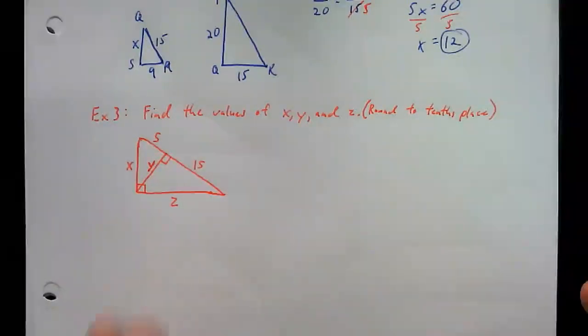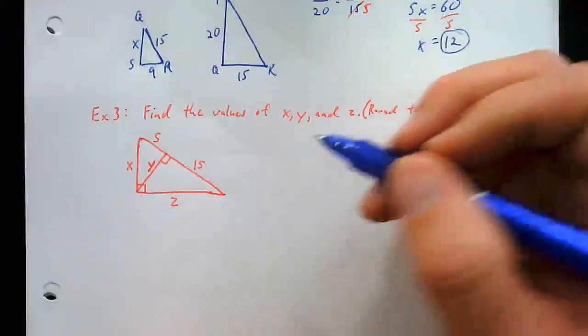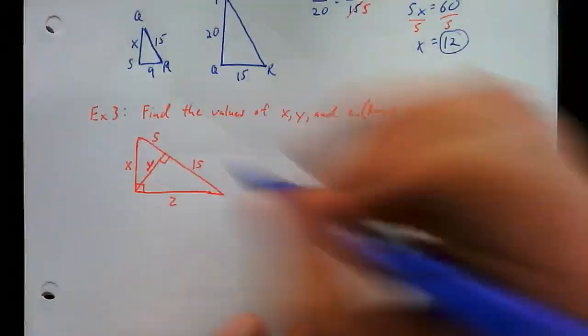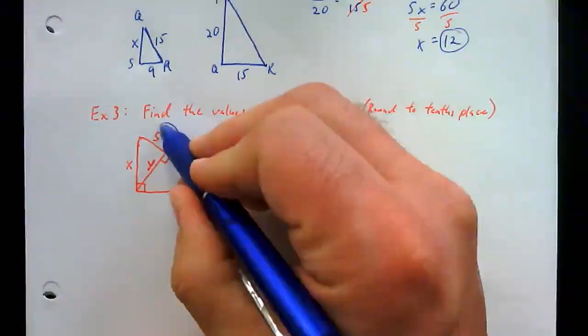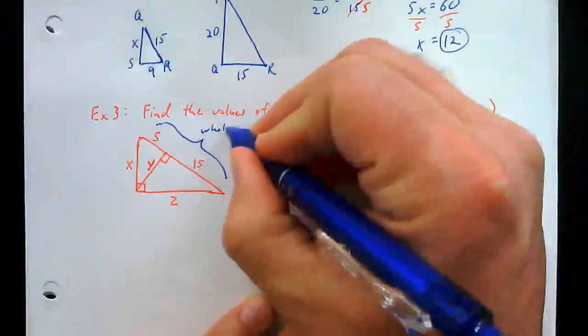So in this figure, I'm going to go ahead and label the different parts so you can see what parts go together. So for example, we have for the hypotenuse, this is the whole hypotenuse.